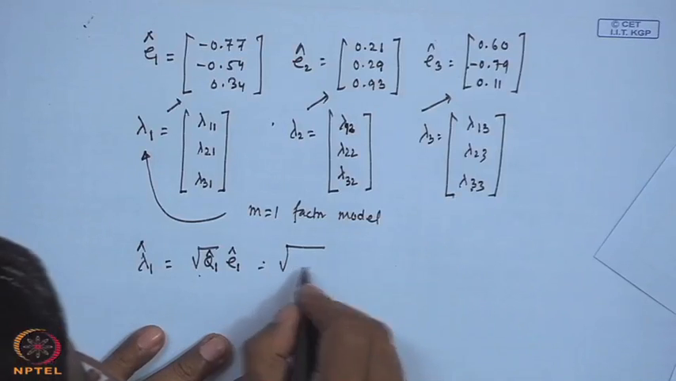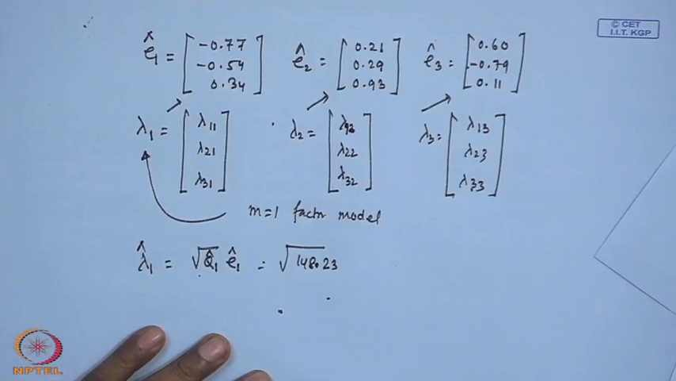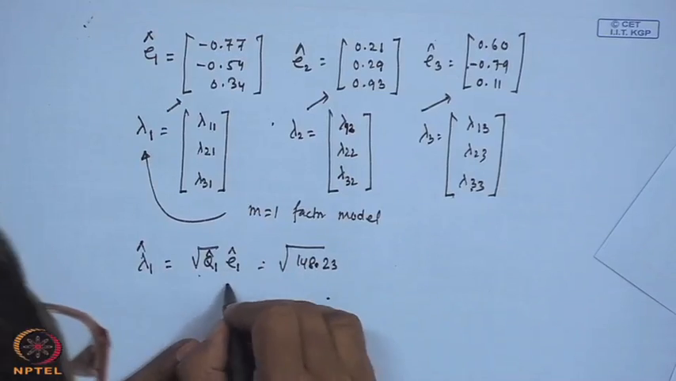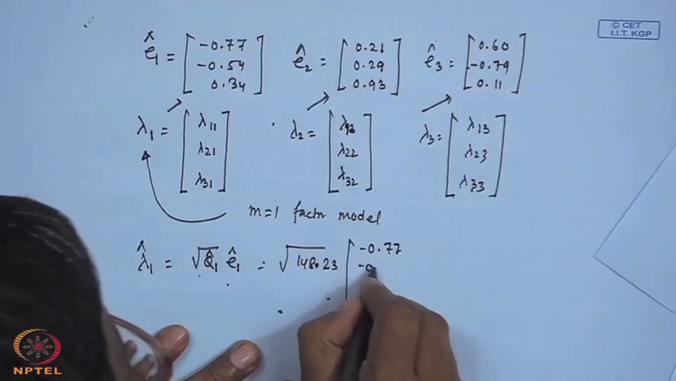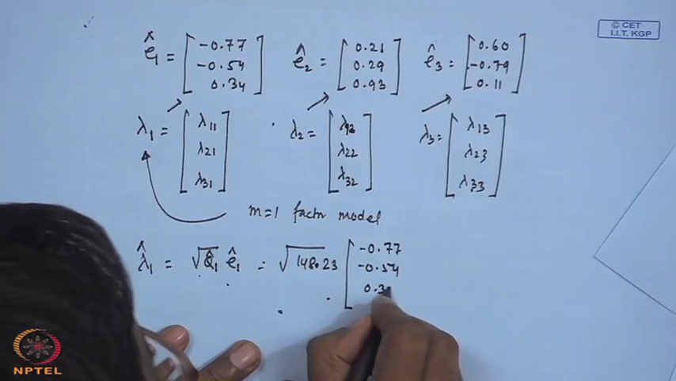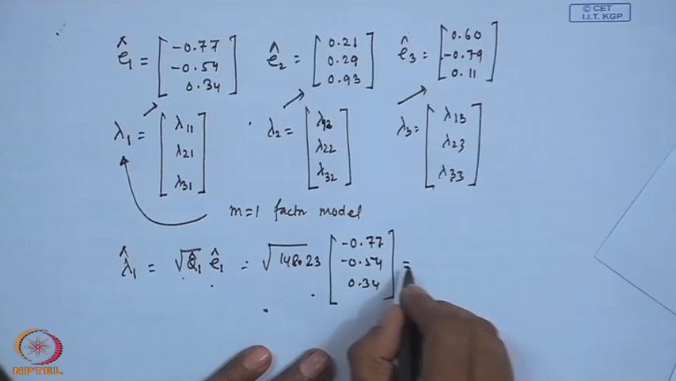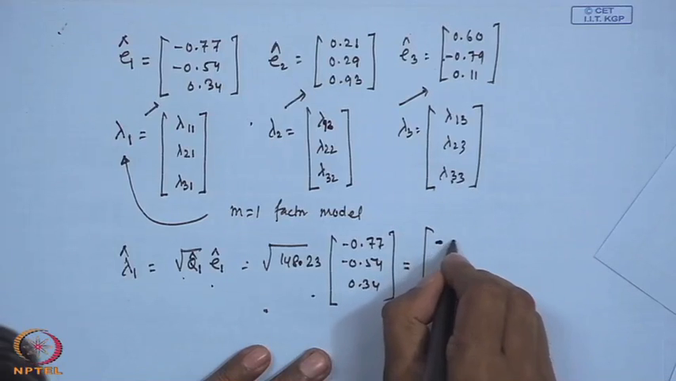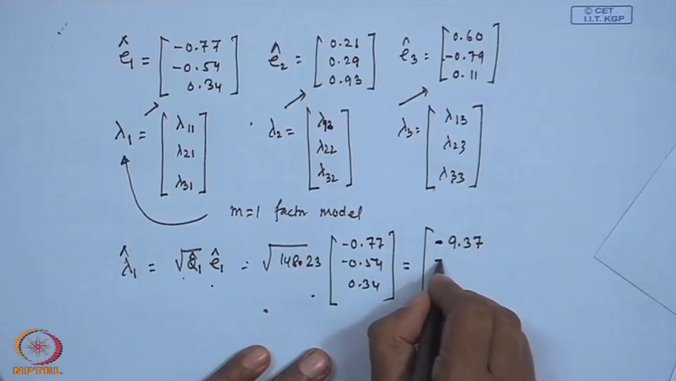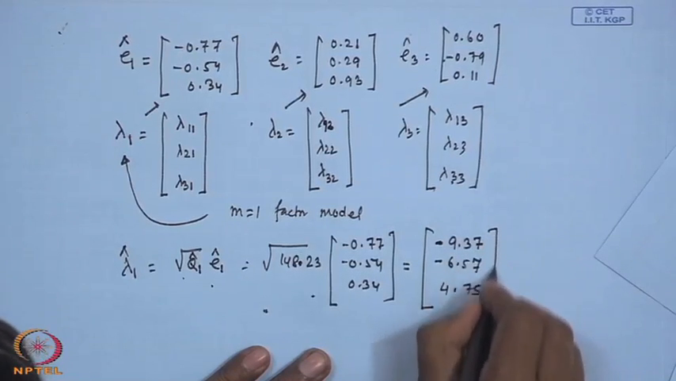So what is our Q1? Q1, I think we found out 148.23. Okay. And what is our E1 estimate? E1 estimate is minus 0.77, minus 0.54, 0.34. So if you multiply these two, what you will be getting? You will be getting minus 9.37, minus 6.57, 4.75.